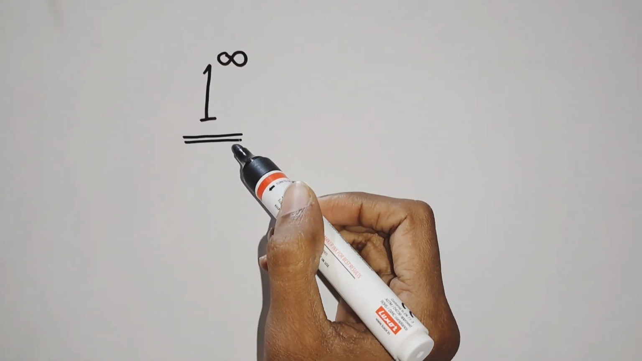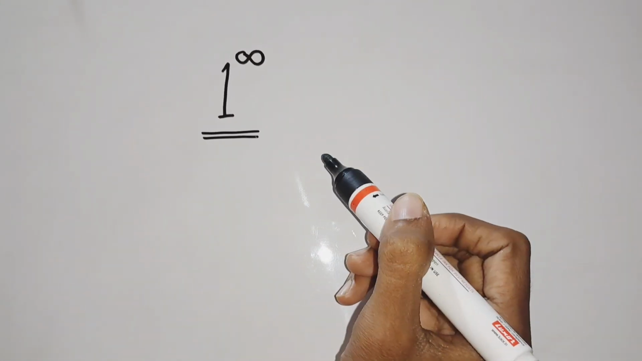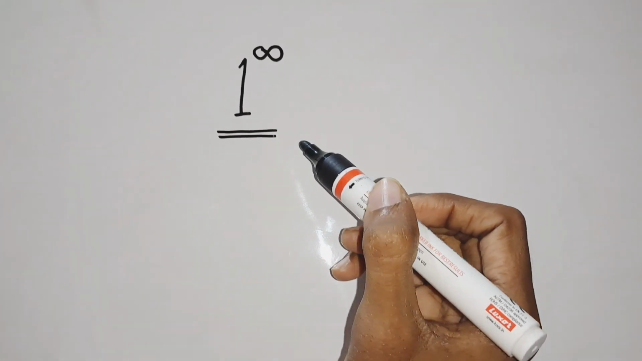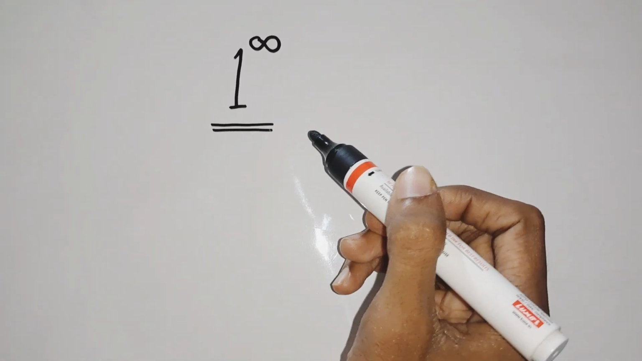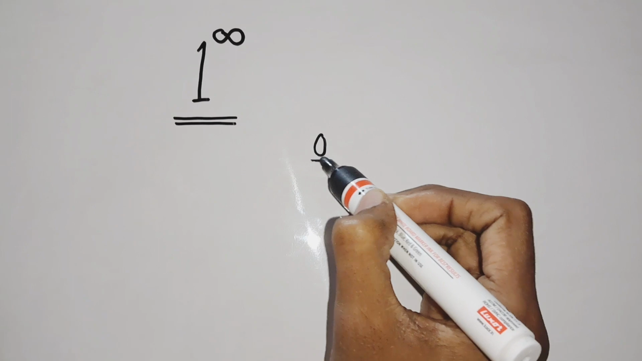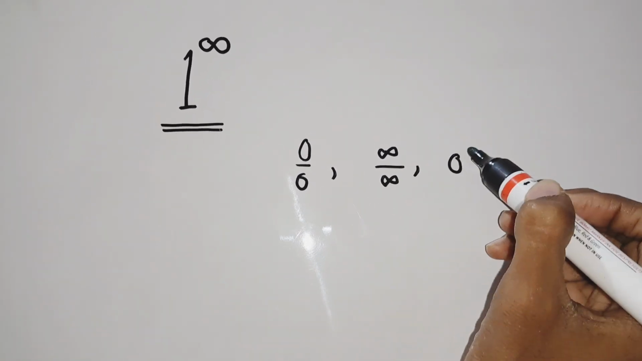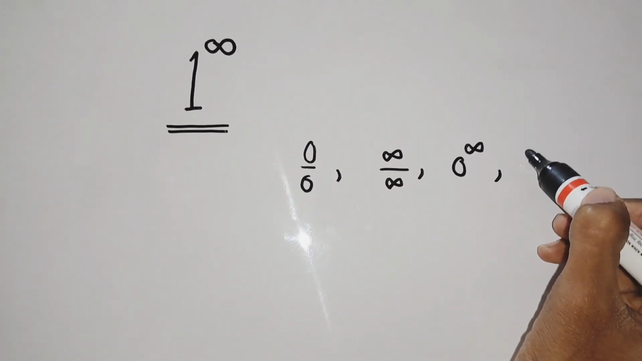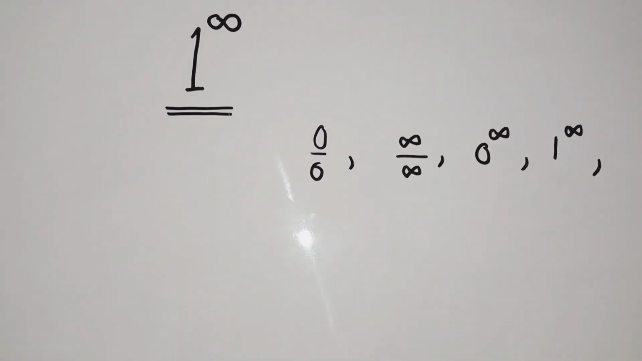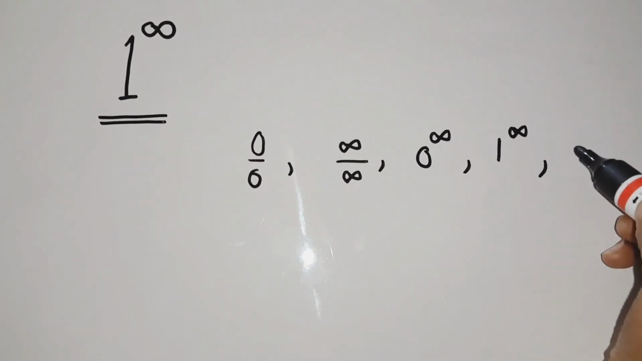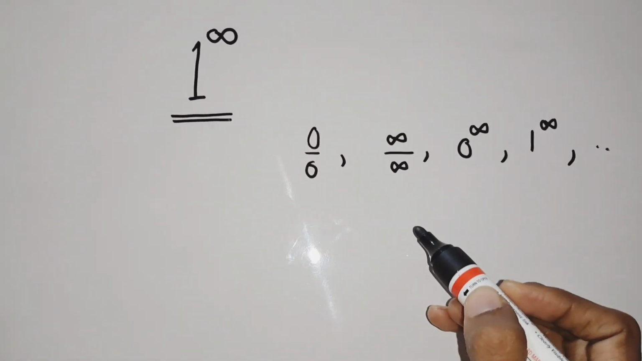Hello everyone. Today we are going to see what 1 to the power infinity exactly means. So what is 1 to the power infinity, and why is it one of the indeterminate forms? Why is it one of the seven indeterminate forms, like 0 to the power 0, 0 by 0, or infinity by infinity, 0 to the power infinity, 1 to the power infinity, and so on? So how to calculate this?